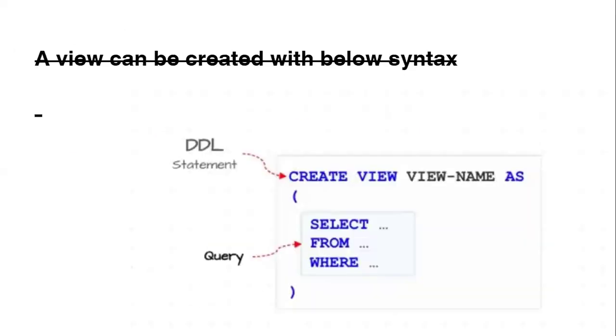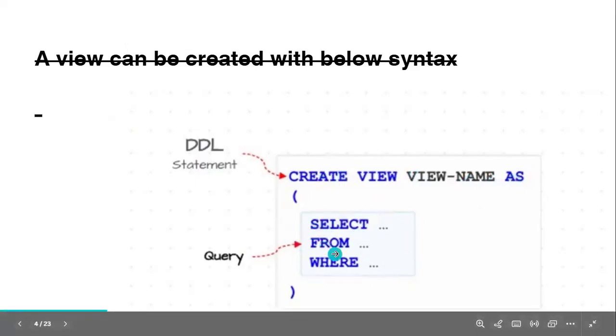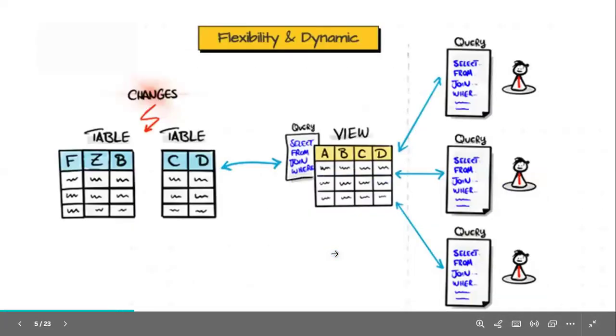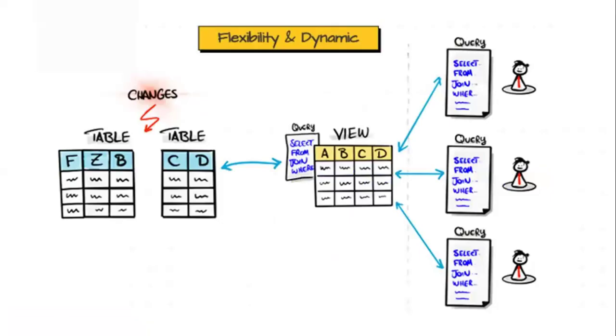So how to create a view? This is the statement for creating a view: create view name as, and we write the select query. What are the uses of using a view? There are three important uses. One is flexible and dynamic. Whenever there are changes in the table, those will be reflected in the result set.